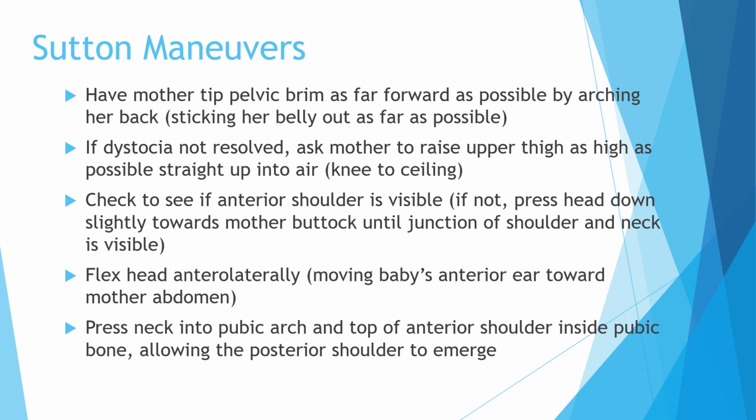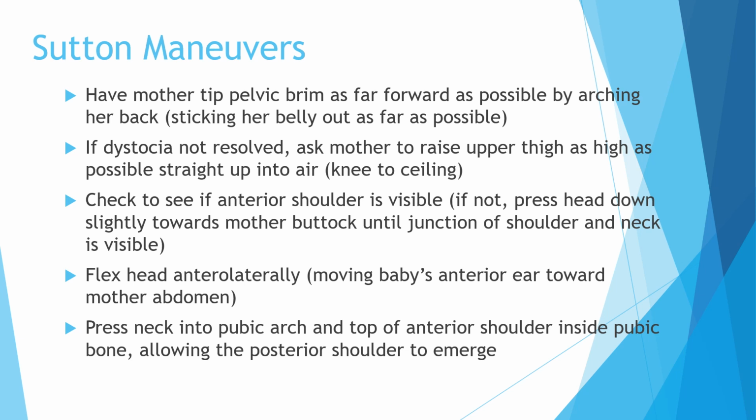If the dystocia is not resolved, ask the mother to raise her upper thigh as high as possible into the air, so her knee to the ceiling. You're trying to really exaggerate that oblique diameter for the baby to rotate through. Check to see if the anterior shoulder is visible. If not, press the head down slightly towards the mother's buttocks until the junction of shoulder and neck is visible. So we're just giving some slight traction to help get that anterior shoulder delivered.